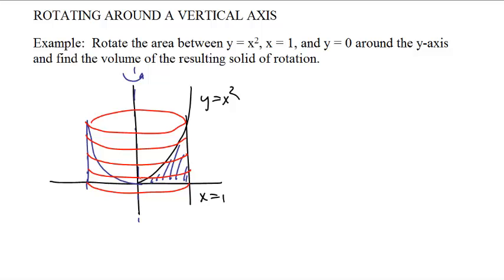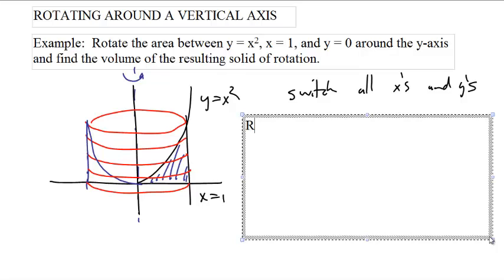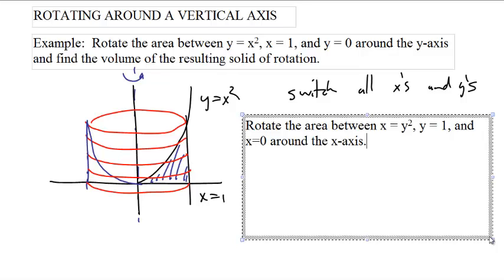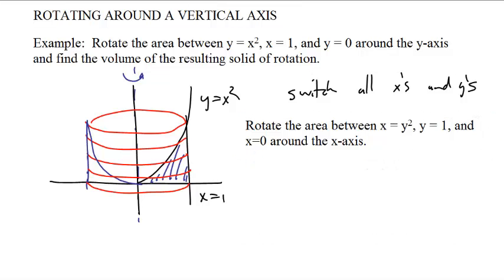The trick to doing this, well, one trick to doing this, is to switch all the x's and y's. All the x's and y's. That is to say, rotate the area between x equals y squared, y equals 1, and x equals 0 around the x-axis. You see? Because now it's a vertical and now it's a horizontal axis, as we're familiar with.